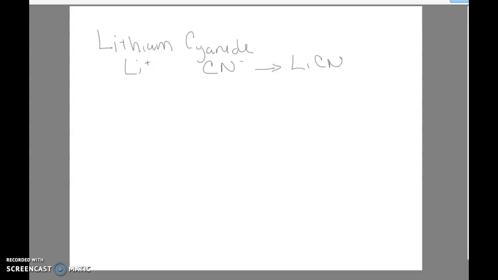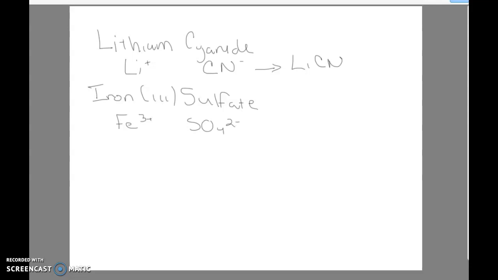All right, let's try another one. What about iron 3 sulfate? Okay, so we have to determine what the ions are first in order to get to the chemical formula. So iron, I know that it's iron 3 because of the Roman numeral. So that is Fe3 plus, and sulfate is SO4 2 minus.